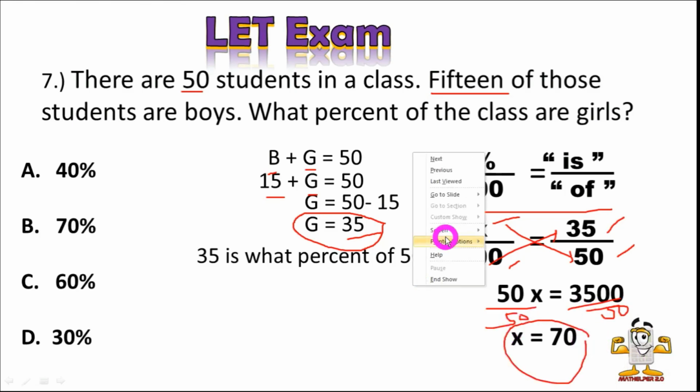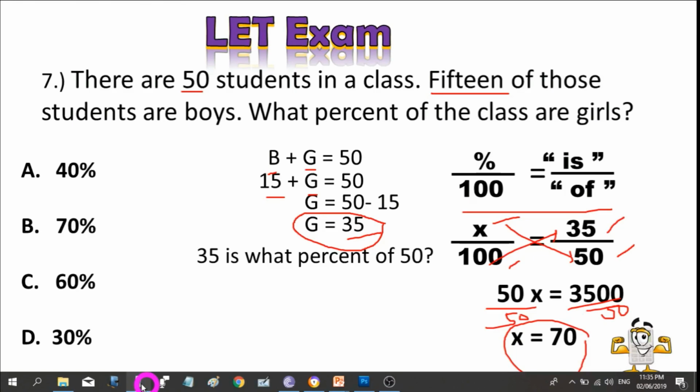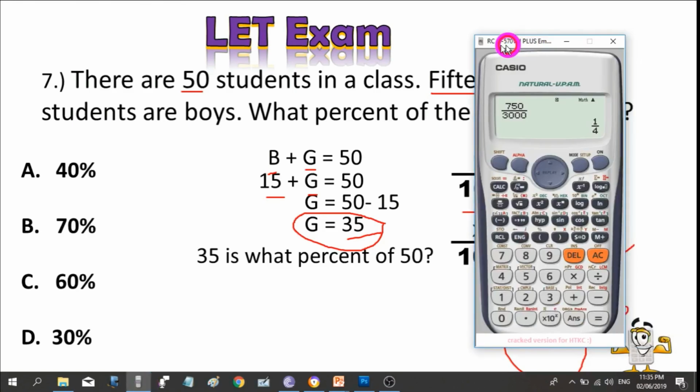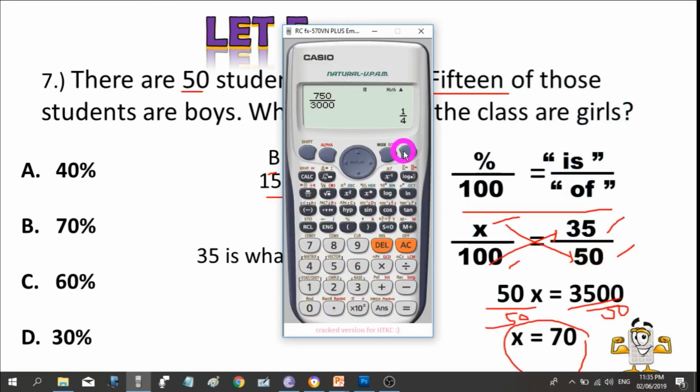So using calculators, dahil allowed naman po tayo gagamit ng calculators. So pwede natin i-input yung problem, yung percent proportion natin. So alpha x over 100 equals 35 over 50. So shift solve equals, so the correct answer is 70 pa rin. So 70%.